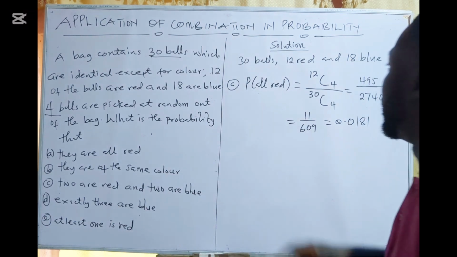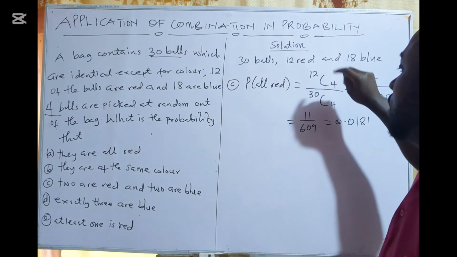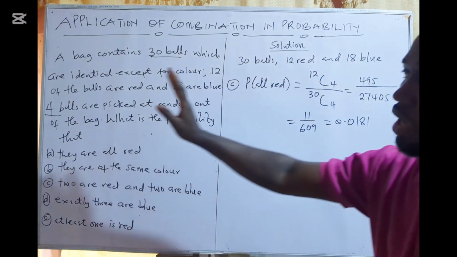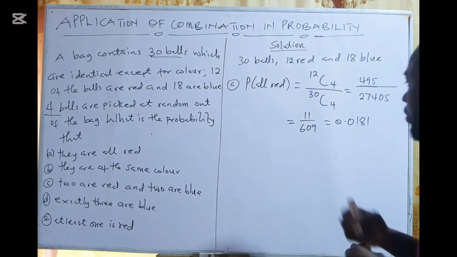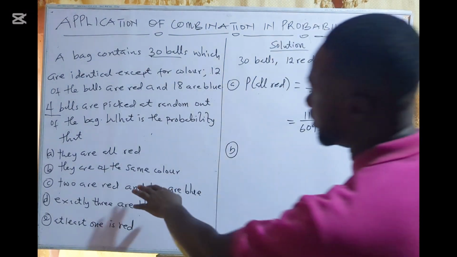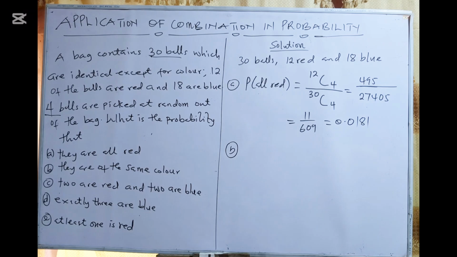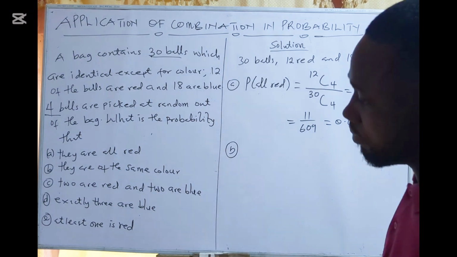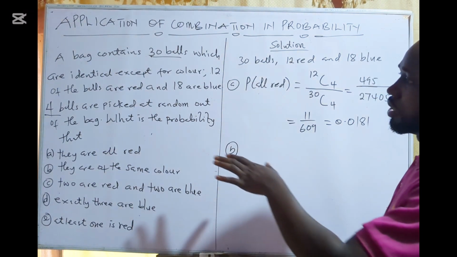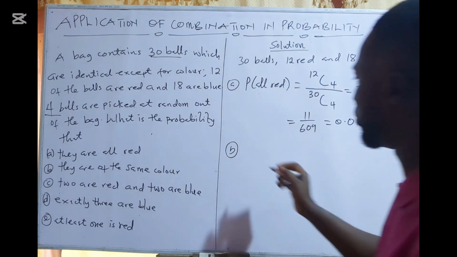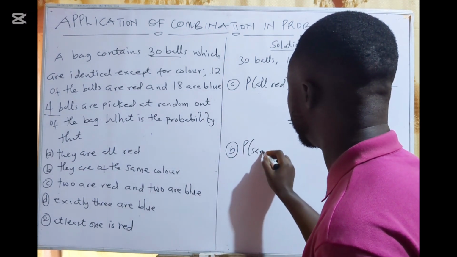They are all red. The red balls are 12. You select 4. Because it is probability, you divide by the total: total number of balls 30, and we are selecting 4, so 30 combination 4. Now B: they are of the same color. How many colors? 2, red and blue. So if they are of the same color, it means that either all the 4 balls that you select will be blue or they will all be red. So probability of same color.